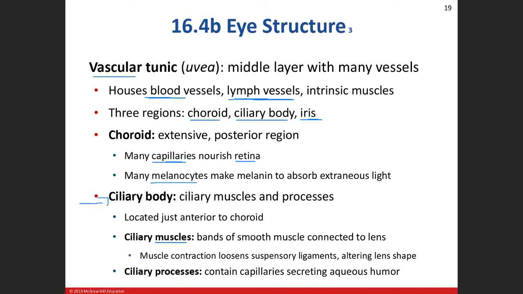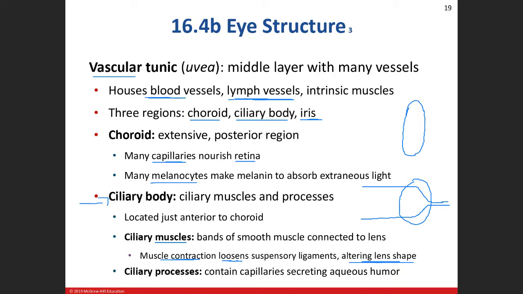Here's the thing, it can be complicated. You would normally think when the muscle contracts, it's going to pull on something. But in this case, when the ciliary muscles contract, they loosen those ligaments. And when the ligaments are loosened, the lens gets fatter, more convex, so it bends more light as it's exiting out. Then when the muscles relax, the lens becomes more oblong. We'll talk more about that, but keep in mind, it's the ciliary muscles that are going to alter the shape of the lens.